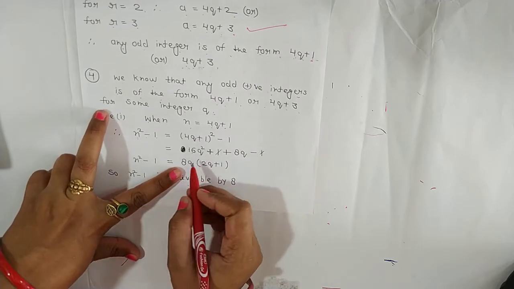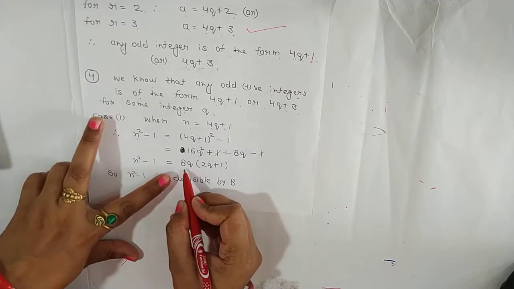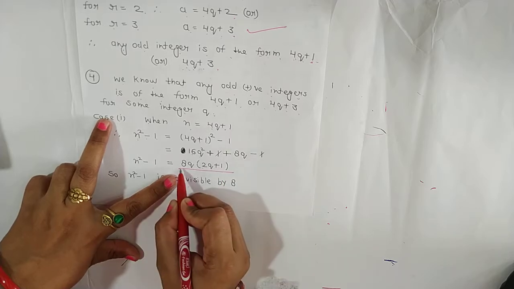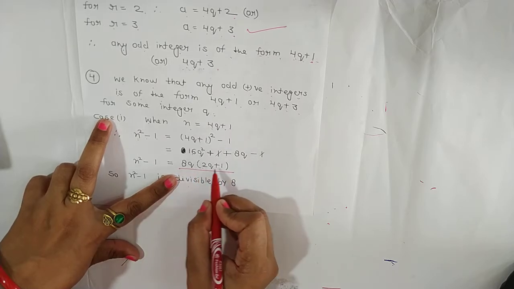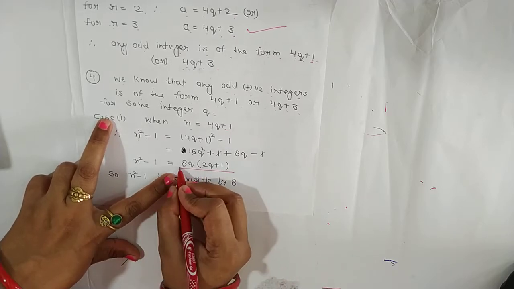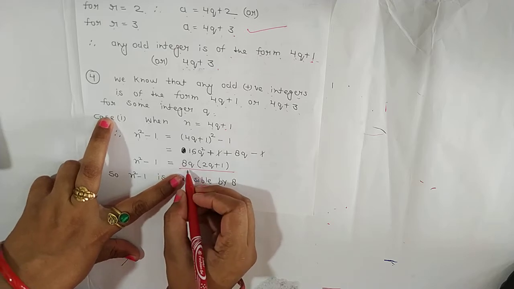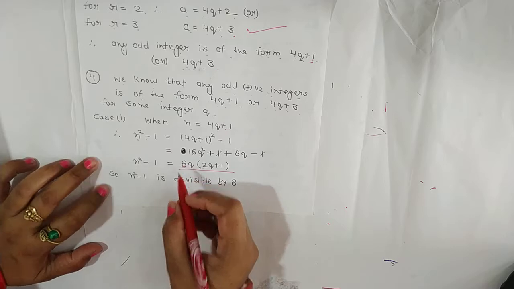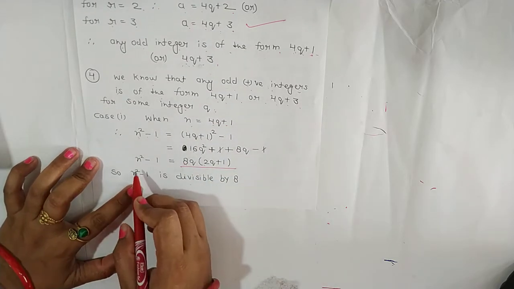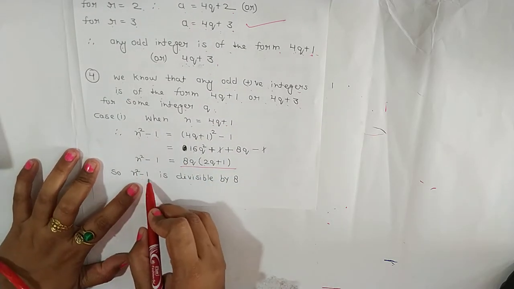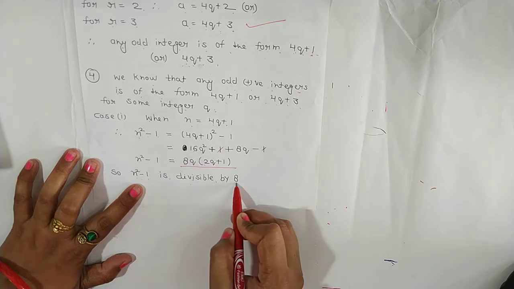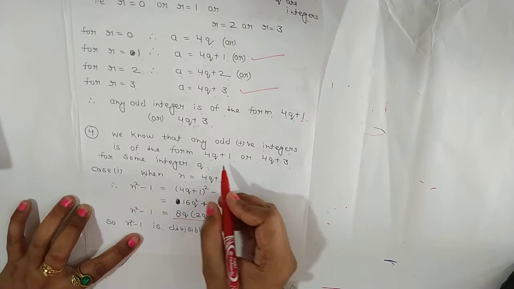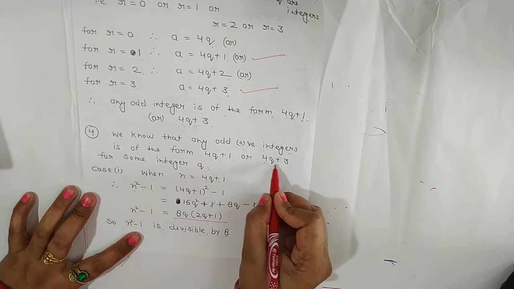So the remaining is 16q square plus 8q, where 8q is common. Taking 8q out in brackets, we get 8q times (2q plus 1). So it will be divisible by 8. Yes, because it is a multiple of 8. Okay. So we can say that n square minus 1 is divisible by 8. Okay. Now for n is equal to 4q plus 3.